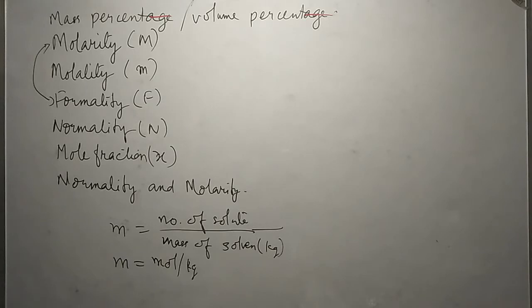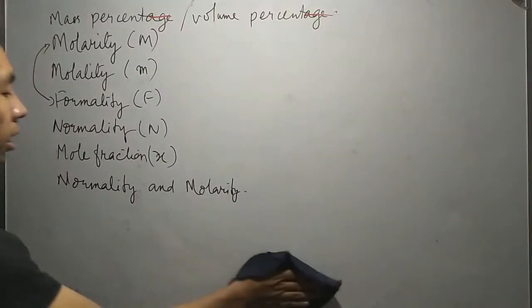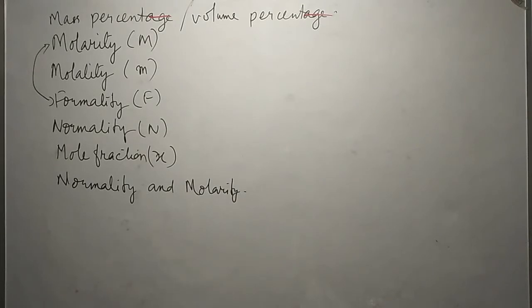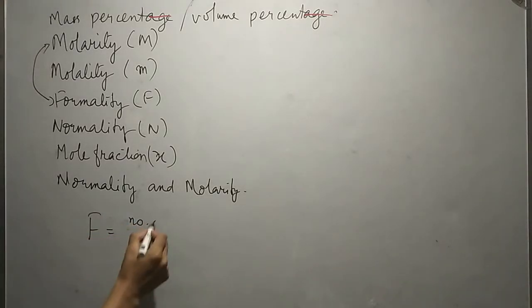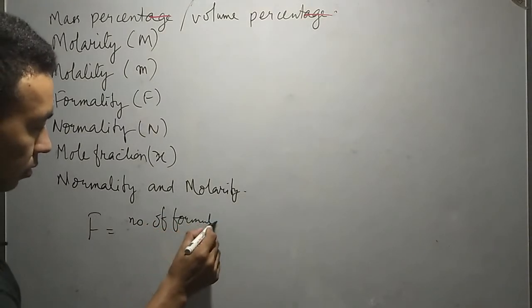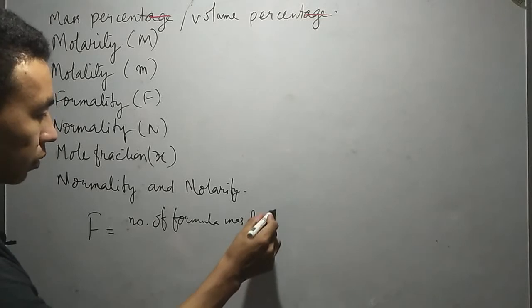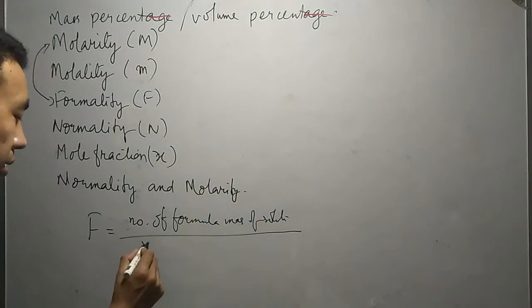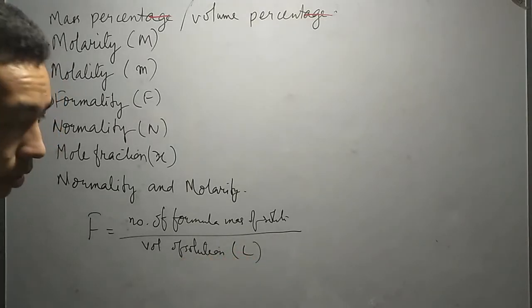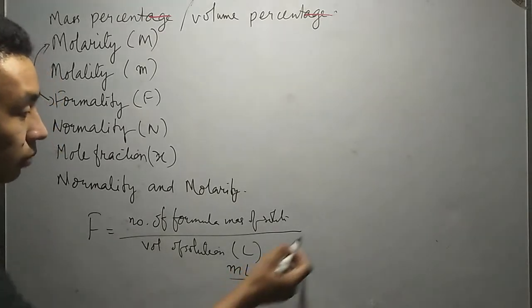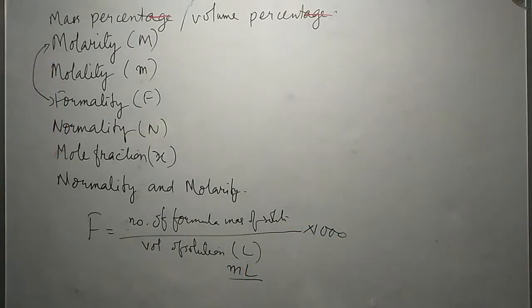Now the next one is formality. Formality and molarity have the same value. The only difference is that we apply formality only for ionic solutes. So formality is equal to number of moles of formula mass of solute divided by volume of solution. It should be in liters. If it was given in ml, then we will convert it accordingly.